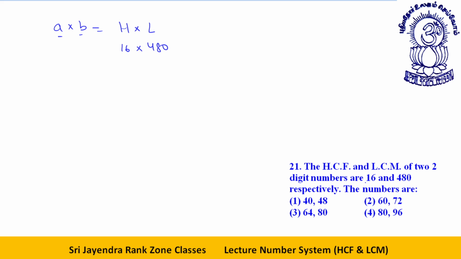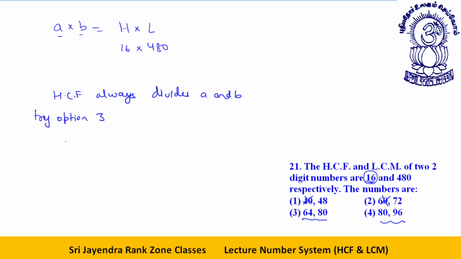See, students, the HCF is 16. If HCF is 16, it means this number must divide both the numbers. Always remember, HCF always divides A and B. So that way option 1 is not possible. Why? Because 40 is not divisible, 60 is not divisible by 16. Either this could be the answer or this could be the answer. Let's just check by putting the option. It's very easy. Let's try option 3.